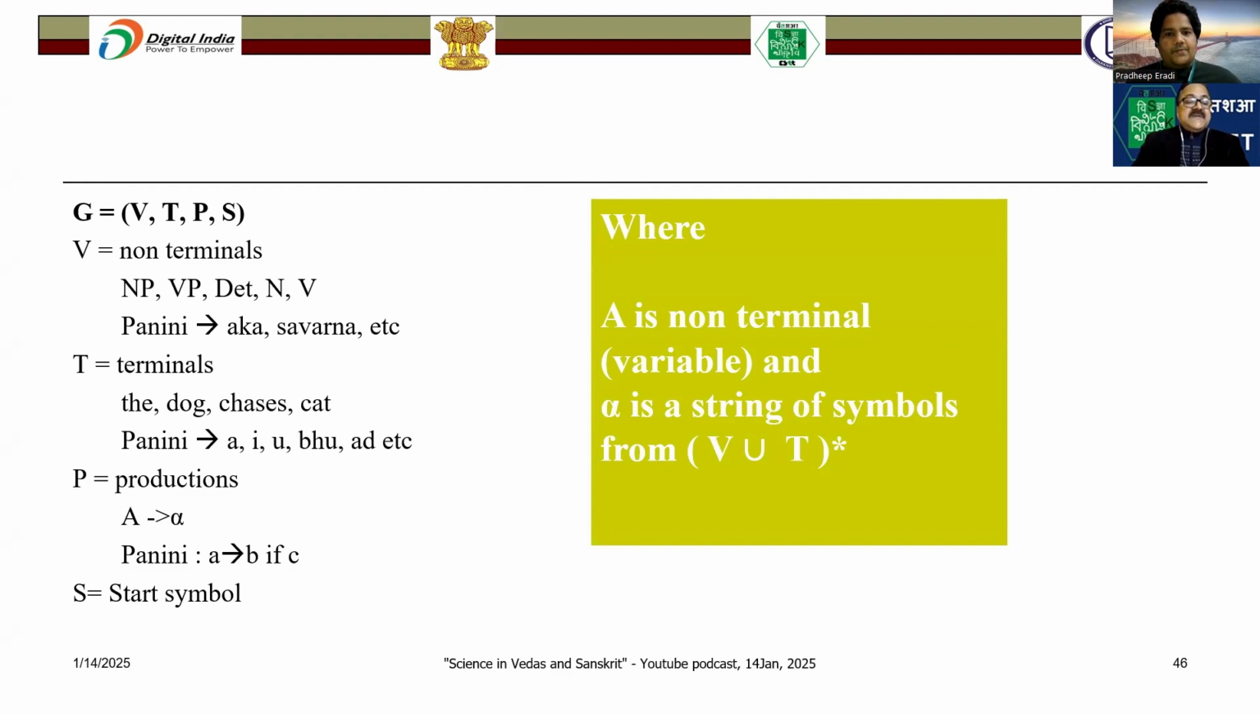And the non-terminals in Chomsky's grammar would be noun phrase, verb phrase, determiner, noun, and verb. In Panini, it will be much more abstraction. Even sounds, the sound classes, will be included besides the part of speech categories. So Panini's grammar is much more abstracted, even at the level of speech.